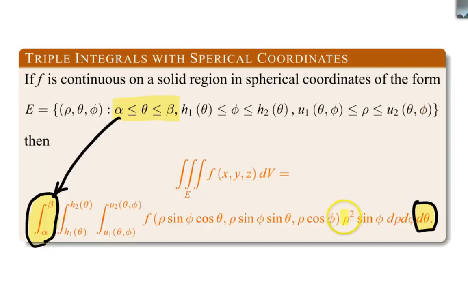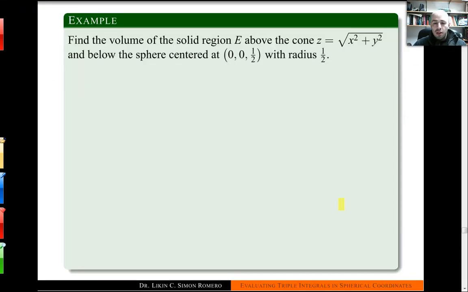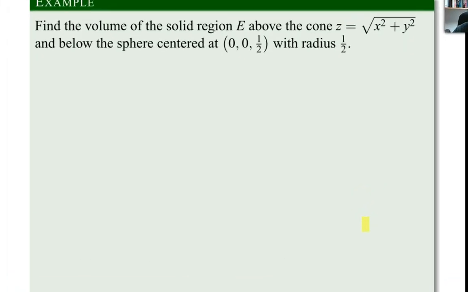The only thing you really need to remember is the rho squared sine of phi and how to change everything to spherical coordinates. Now the setup comes a little bit easier once you have your region. So let me just give you an example. This is the volume of the solid region above the cone and below that particular sphere.